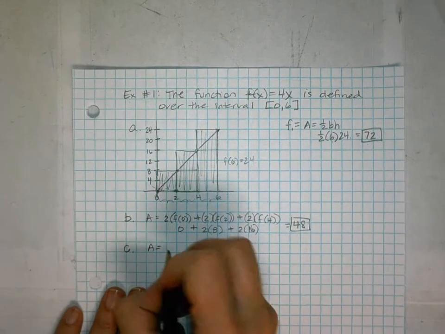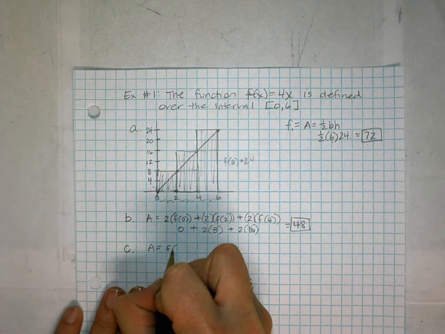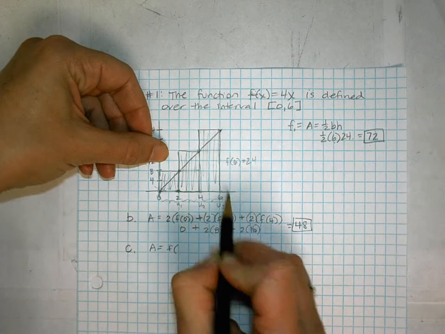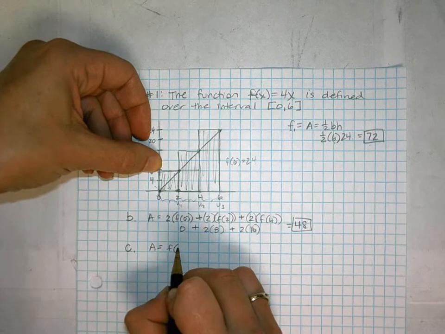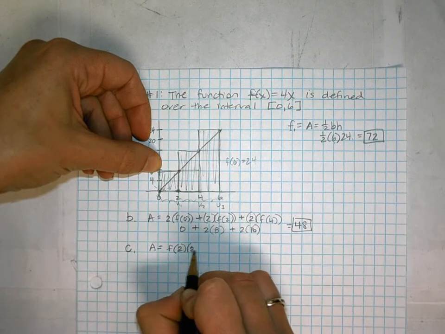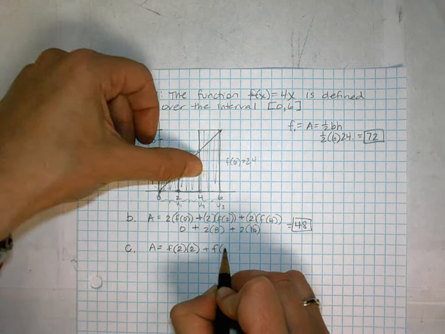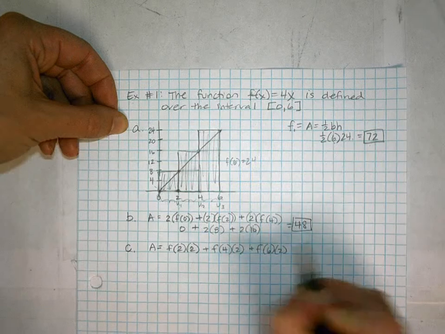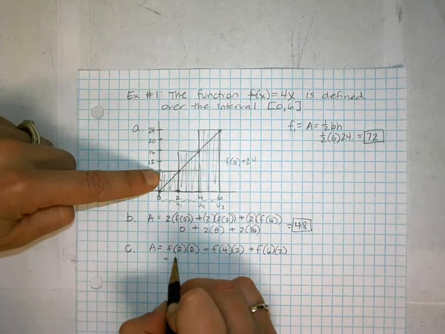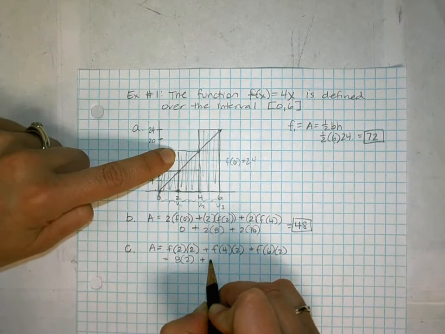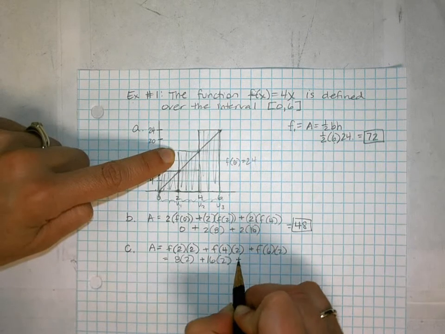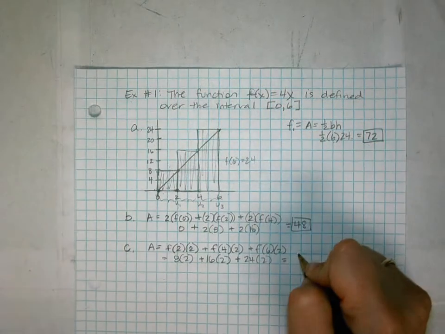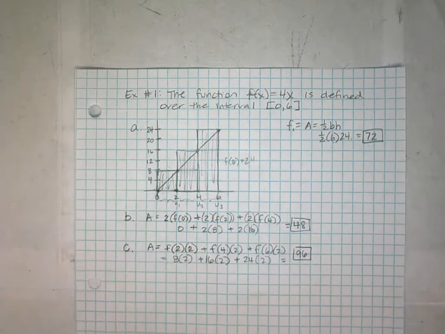So when I find the area, the base is still 2, but this is my first u value. This is u sub 1, u sub 2, u sub 3, right? This first endpoint gives f of 2 times the base, plus f of 4 times the base, plus f of 6 times the base. So f of 2 is 8, so we have 8 times 2, plus 16 times 2, plus 24 times 2.